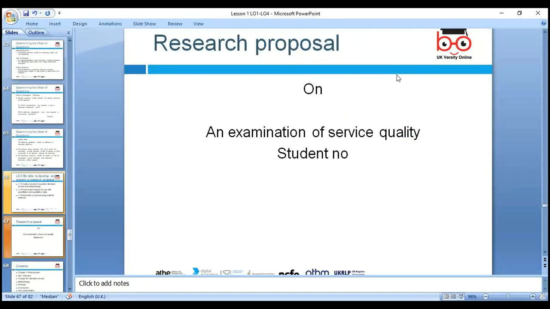No. Okay, next, LO4 is actually you making a proposal or actually doing the research. Both is fine because proposal leads to research. Okay, research proposal and examination of service quality.